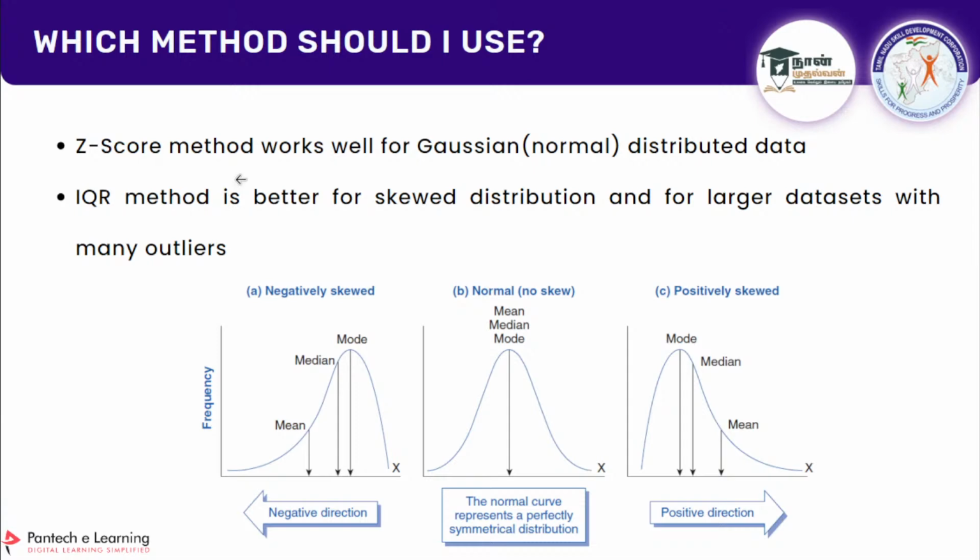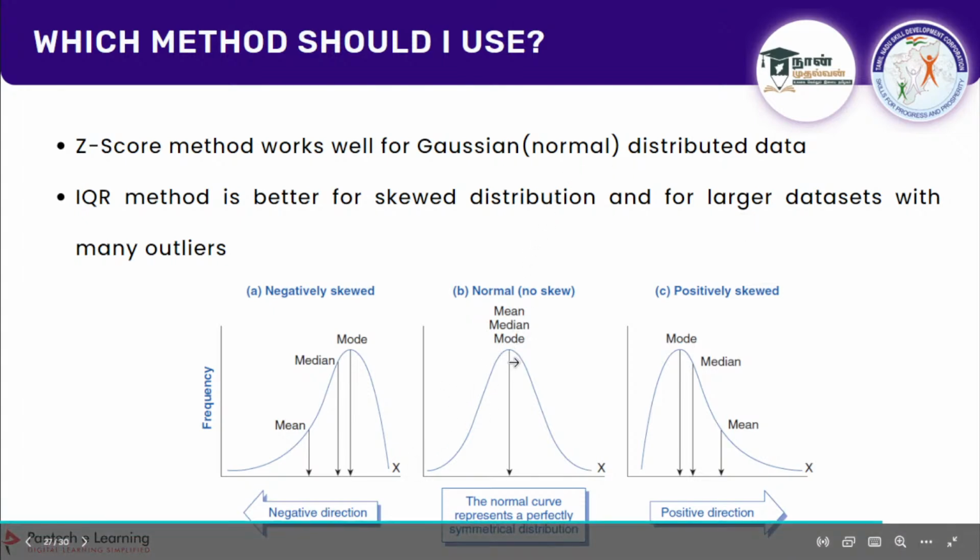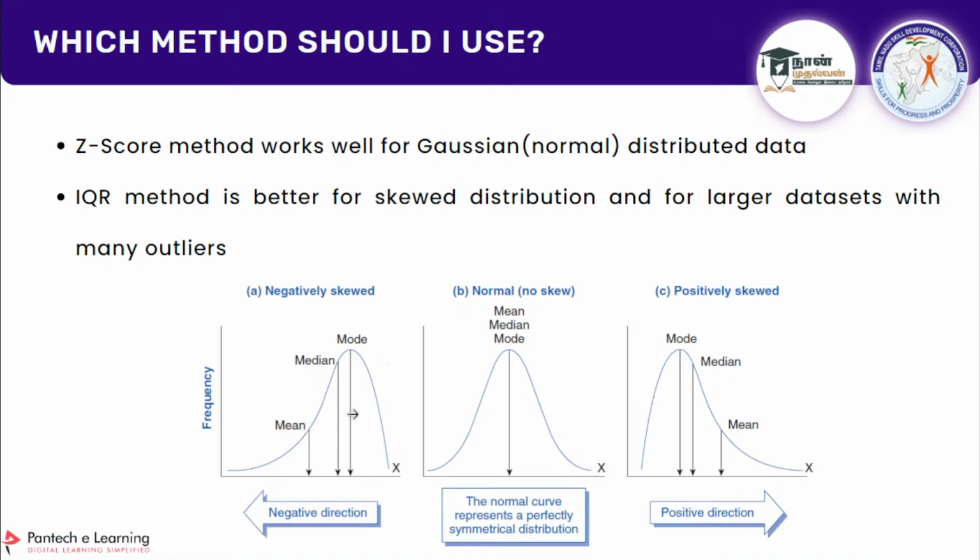So the Z-score method will work well for Gaussian distributed data. Someone asked in the previous class also, what is Gaussian or normally distributed data? If you plot the data and it looks like a bell-shaped curve, not skewed to the left or right. See here, it is towards the left, this is towards the right. So these are skewed data. The one here is normal data, okay?